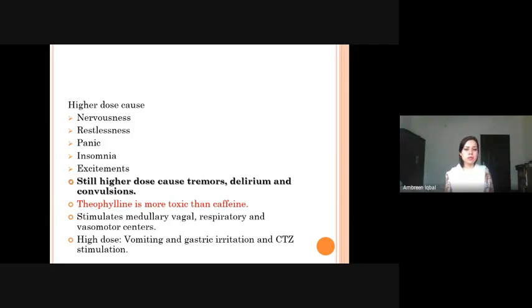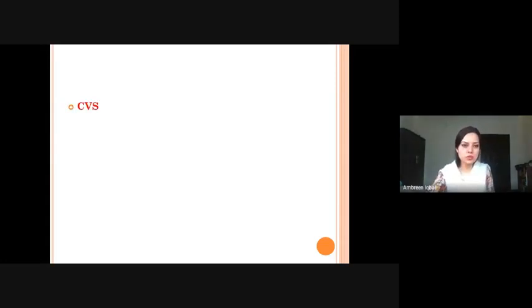Theophylline is more toxic than caffeine, as it stimulates the medullary, vagal, respiratory, and vasomotor centers. High doses may cause vomiting, gastric irritation, and chemoreceptor trigger zone stimulation.